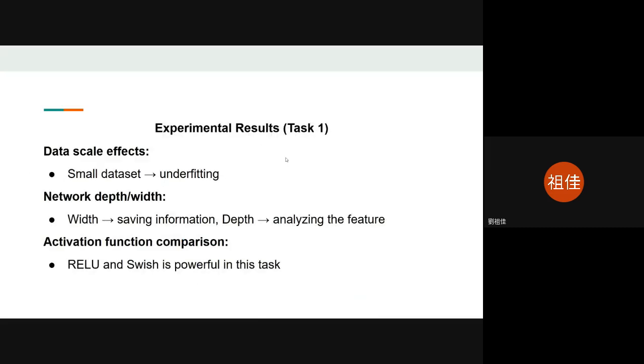Yeah. So for the conclusion in this task, for the data scale effects, if we use too little training data, it will have the problem of underfitting. And the width of the network can store more information. Yeah, and the depth of the network can analyze the features, and it cannot be too much, otherwise it will have some overfitting problems. And for the activation function part, the ReLU function and the Swish function are powerful in this task.